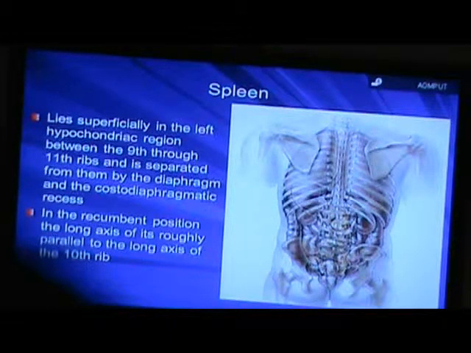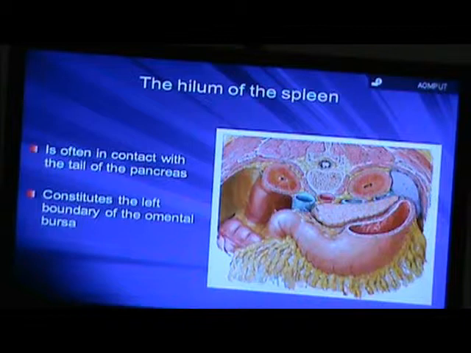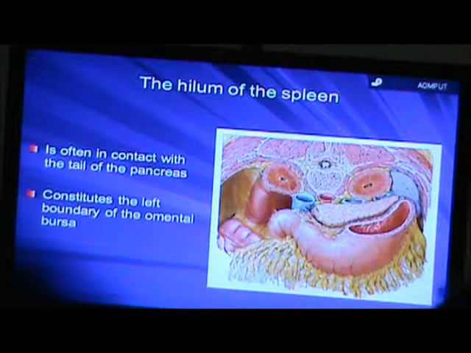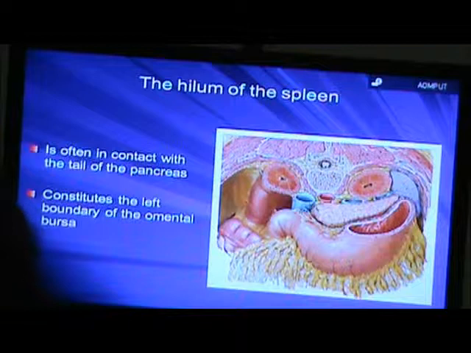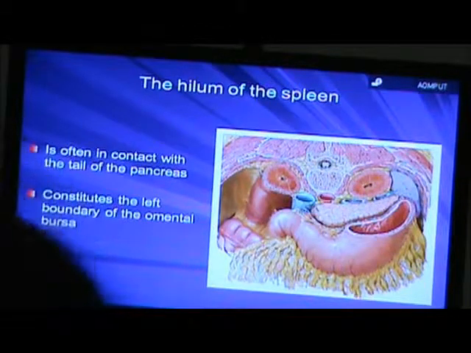In the recumbent position, the long axis of the spleen is roughly parallel to the long axis of the 10th rib. This is 12, 11, and 10. The hilum of the spleen is in contact with the tail of the pancreas, we can see it, and constitutes the left boundary of the omental bursa. So it forms the bed for the stomach.